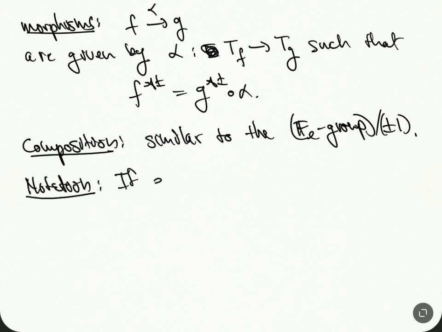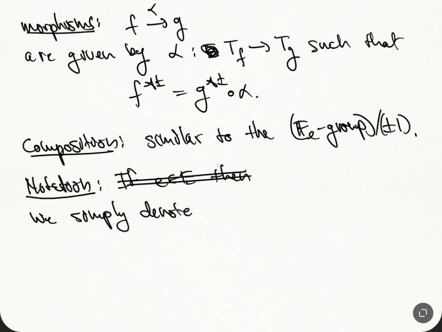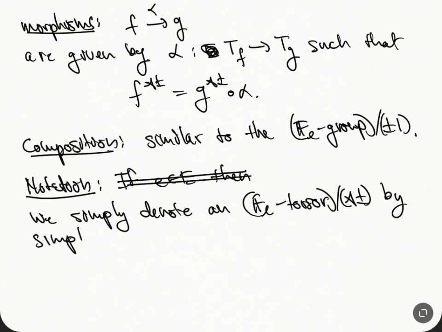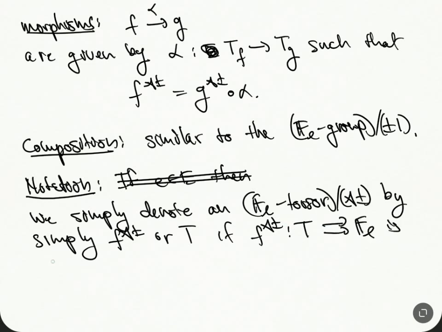If E is an E, then, oh sorry, I already did this. So we simply denote an FL torsor modulo this group action. So this is this plus or minus this dihedral action by simply F, this thing, or T if we have this thing. Is such an object.